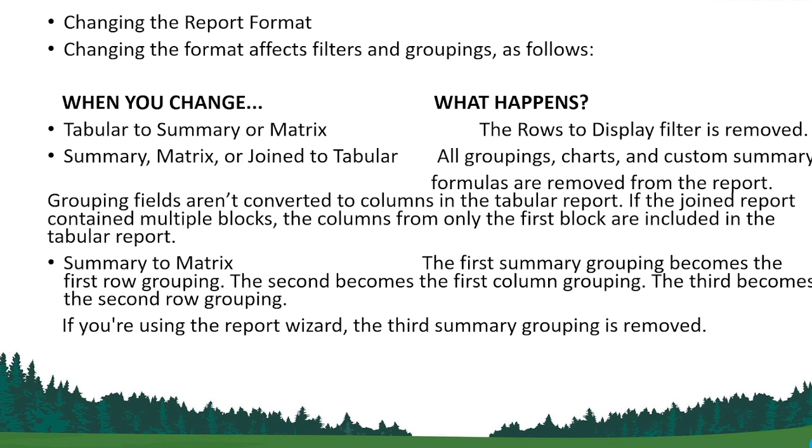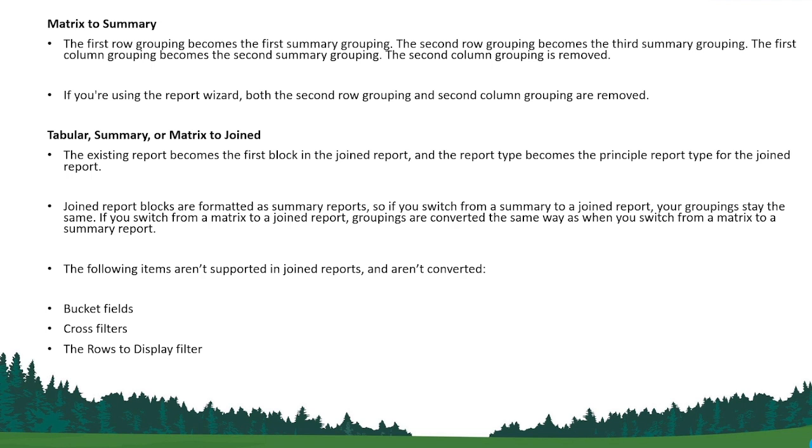When you are changing from summary to matrix, the first summary grouping becomes the first row grouping. The second becomes the first column. The third becomes the second row. So firstly row, then column, row, then column. If the report wizard is available, then the third summary grouping is always removed. Then you have matrix to summary.